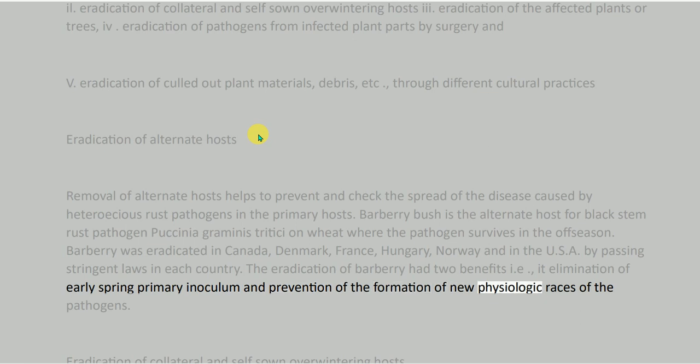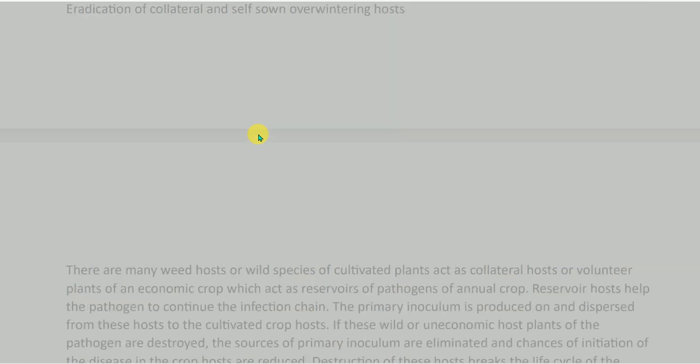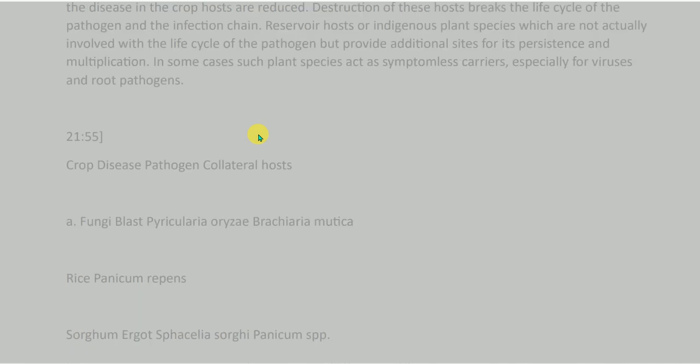Eradication of collateral and self-sown overwintering hosts. Many weed hosts or wild species of cultivated plants act as collateral hosts, or volunteer plants of an economic crop act as reservoirs of pathogens of annual crops. Reservoir hosts help the pathogen to continue the infection chain. The primary inoculum is produced on and dispersed from these hosts to the cultivated crop hosts. If these wild or uneconomic host plants of the pathogen are destroyed, the sources of primary inoculum are eliminated and chances of initiation of the disease in the crop hosts are reduced. Destruction of these hosts breaks the life cycle of the pathogen and the infection chain.